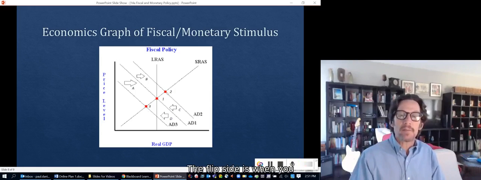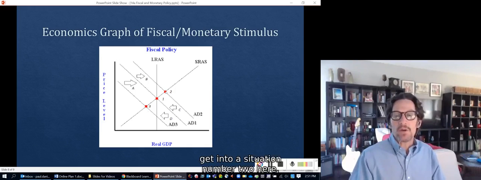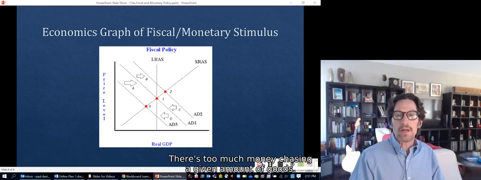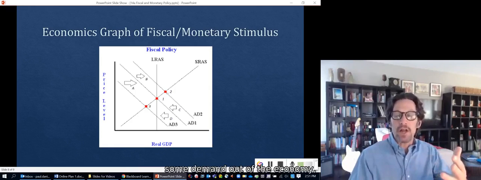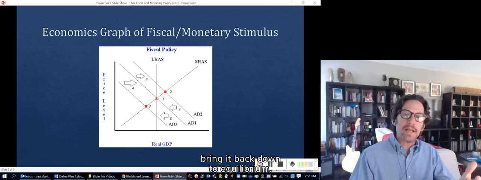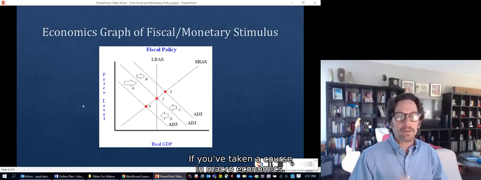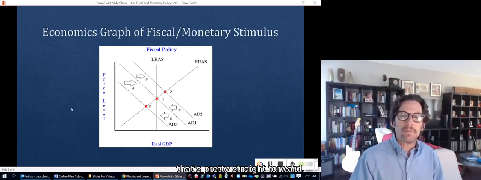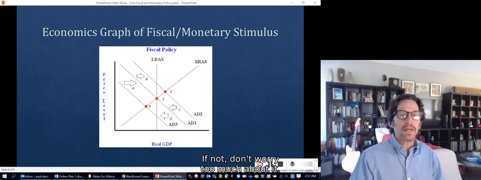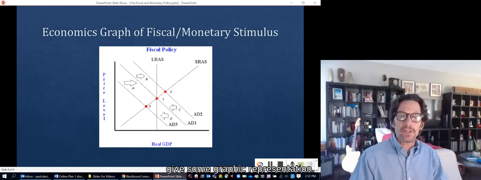The flip side is when you get into situation number two here, there's too much money chasing a given amount of goods, and it's driving inflation up. And so the idea is to take some demand out of the economy, bring it back down to equilibrium. If you've taken a course in macroeconomics, that's pretty straightforward. If not, don't worry too much about it. But I did want to give some graphic representation. This is how the economists do things.